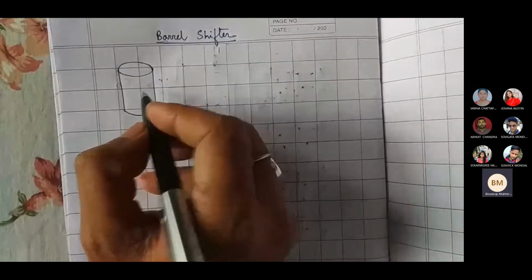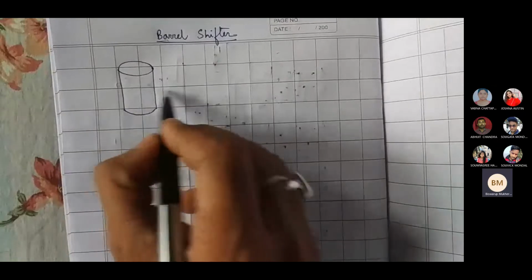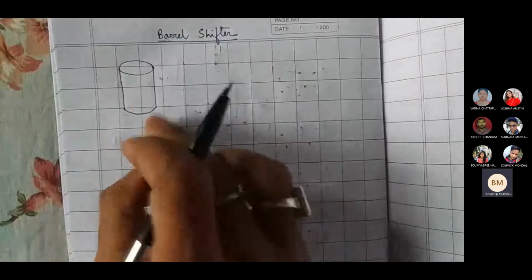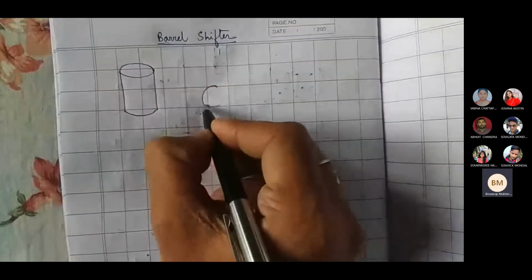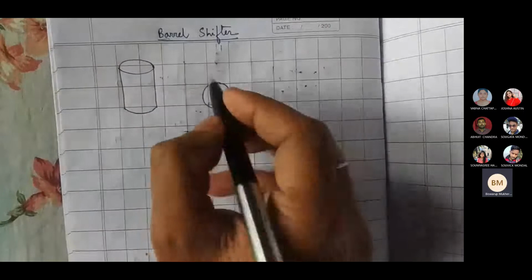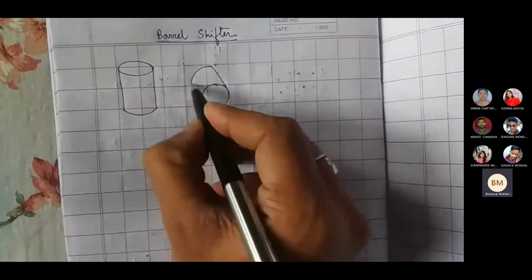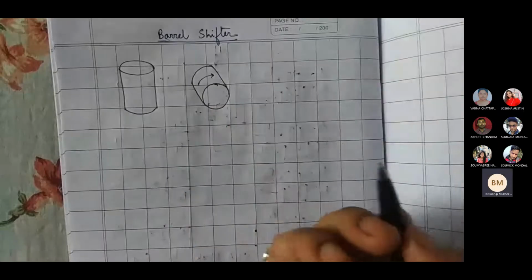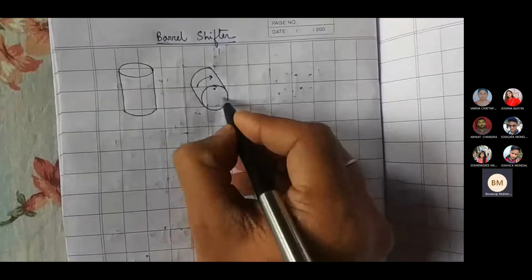Now, how is it shifted? Generally, it is not shifted in this way. এইভাবে ঠেলে সরানো হয় না, generally এটাকে শুইয়ে দেওয়া হয় and then we roll it. So something like this is happening. এটাকে শুইয়ে দেওয়া হয় and then we roll it. We roll this thing. এটাকে roll করানো হয়. Suppose there are 4 points.